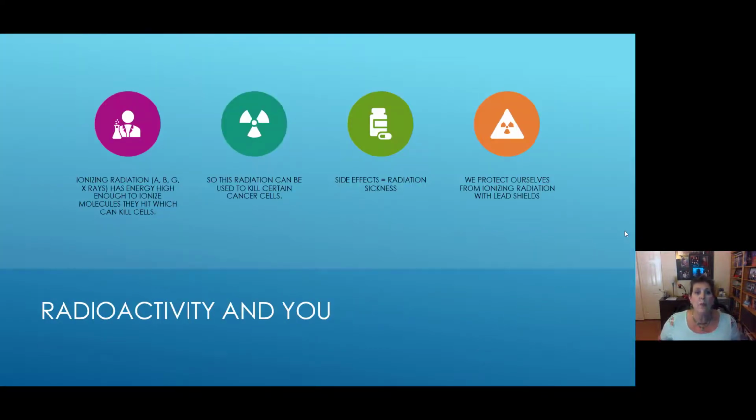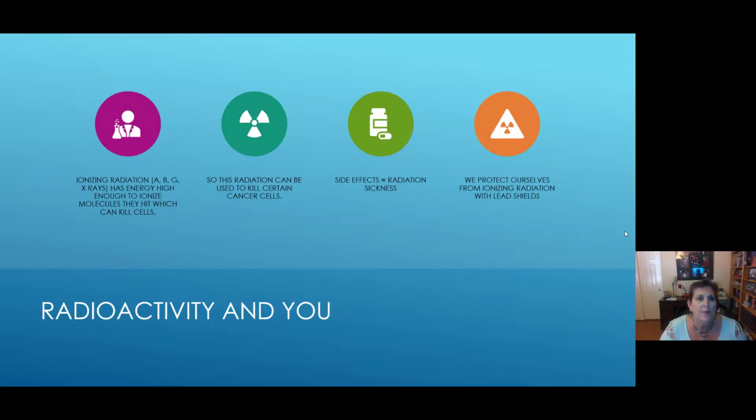Next up, we're going to talk about radioactivity in you. So ionizing radiation, alpha, beta, gamma, and X-rays, have enough energy to ionize molecules they hit, which can kill the cells or cause them to mutate into cancer. Or sometimes they just die, or they can repair themselves. So it doesn't always result in cancer. But the ionizing radiation is alpha, beta, gamma, and X-rays.